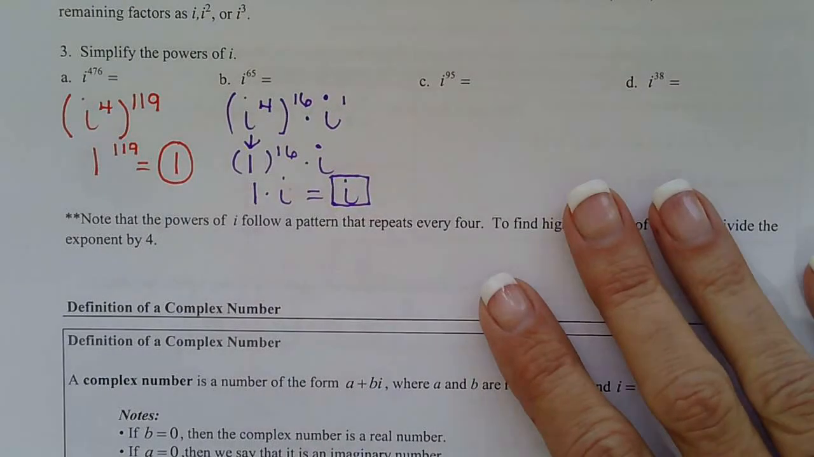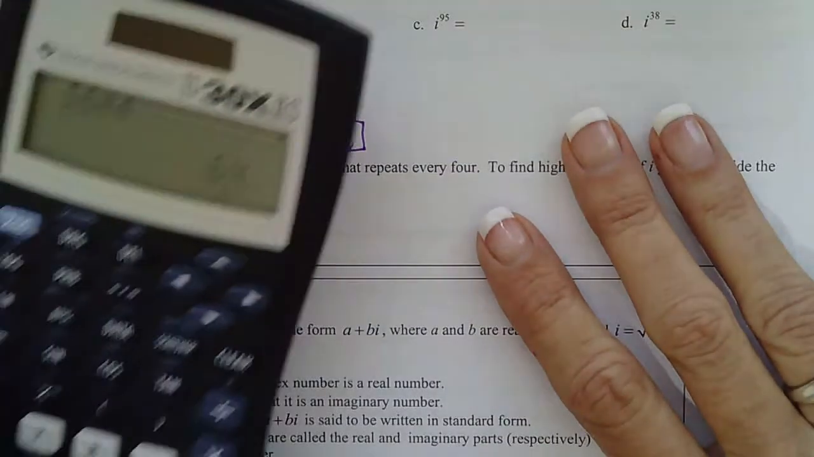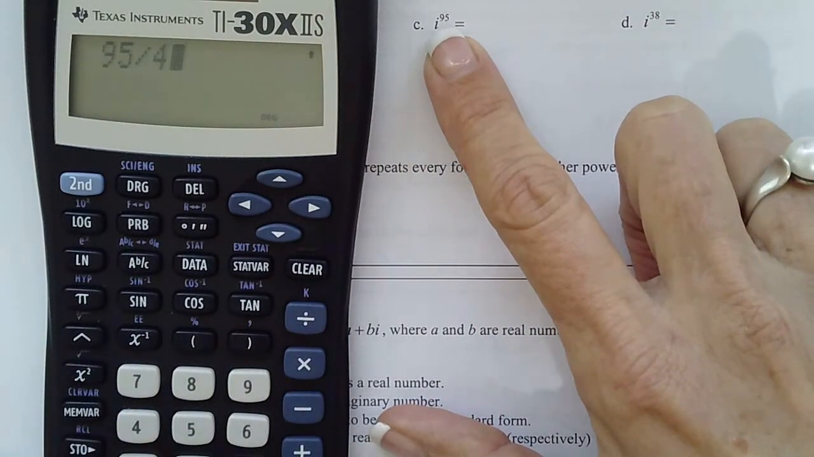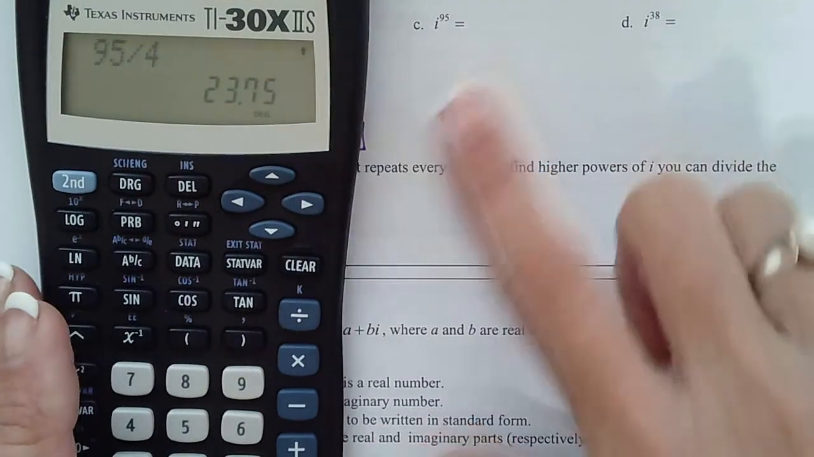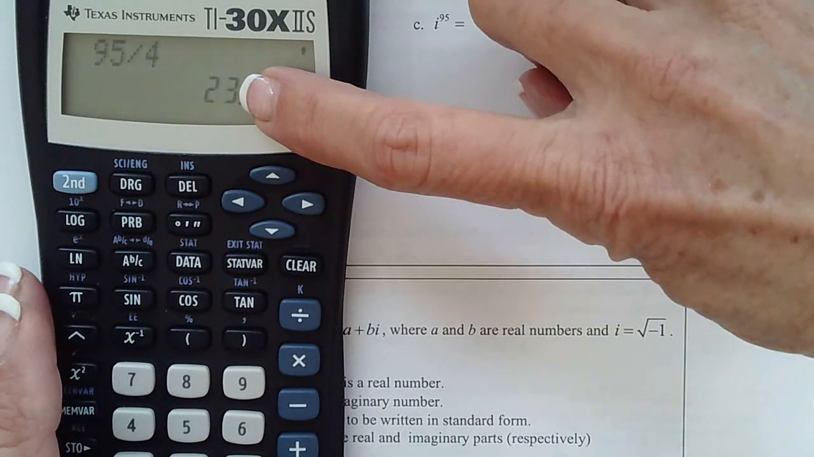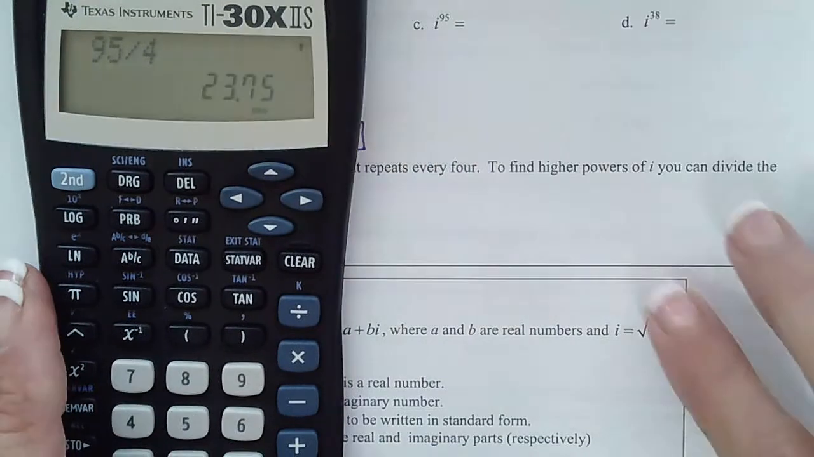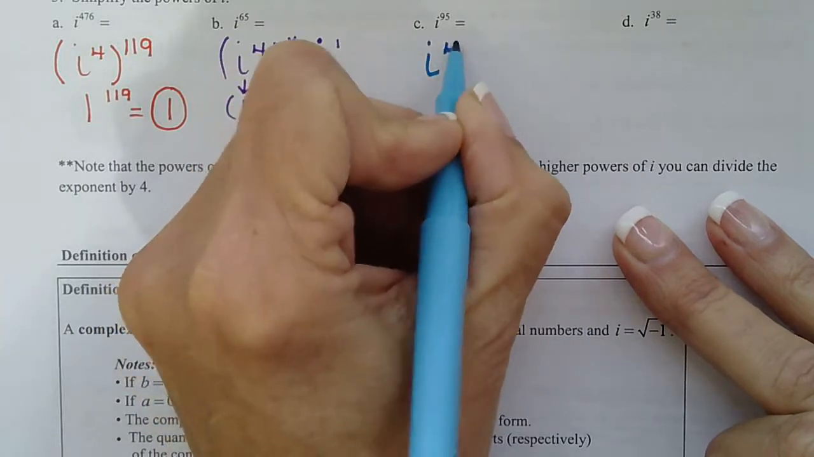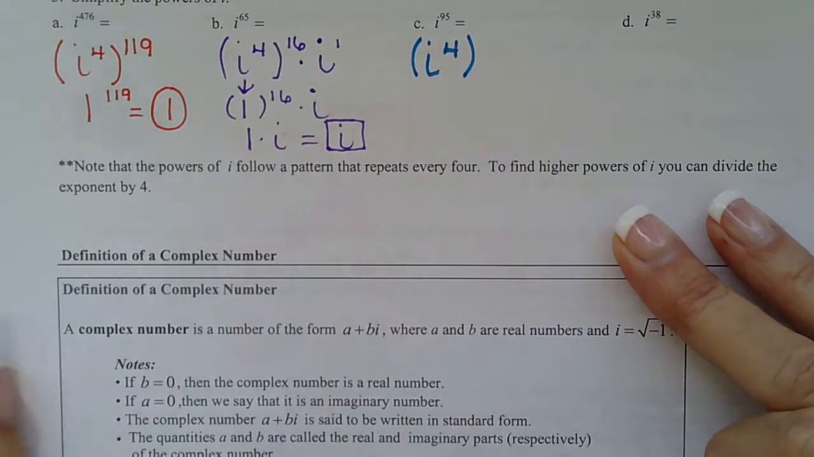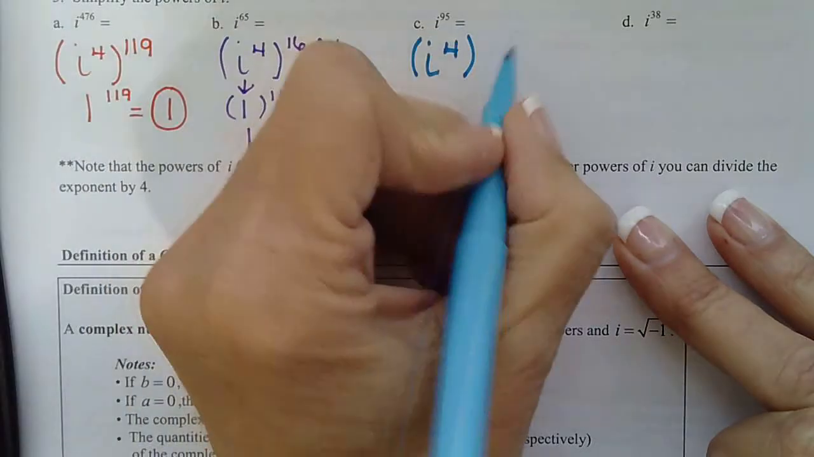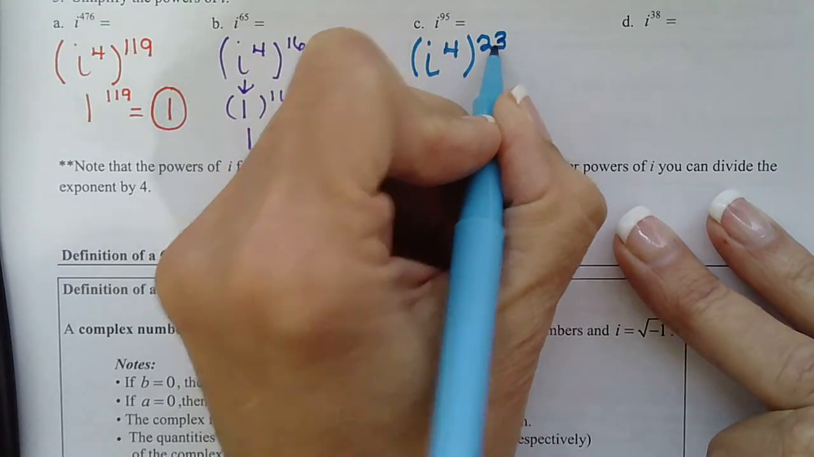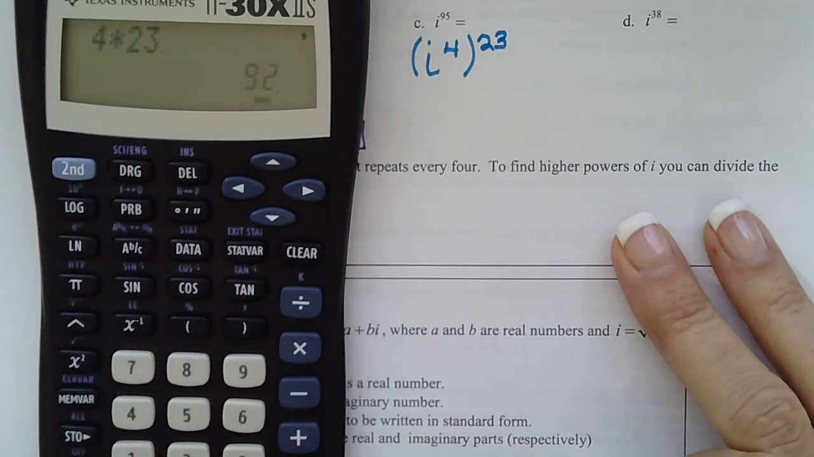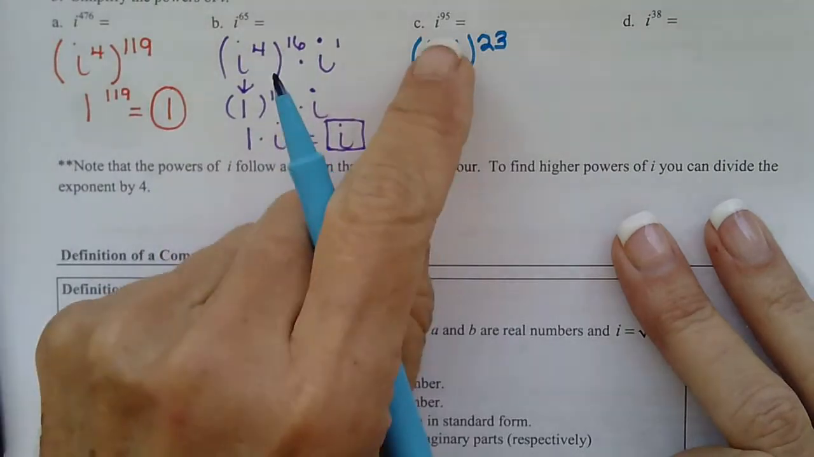Okay, now let's do another one. This one also does not go in evenly. So take 95 divided by 4. And we get 23.75. And remember how I said, just do the front number. So we're going to raise it to the 23rd power. So don't look at the fraction part. You get that later. So this is i to the fourth. And the whole number off the calculator was 23. So now I need to multiply 4 times 23 to see how many I have. 92.